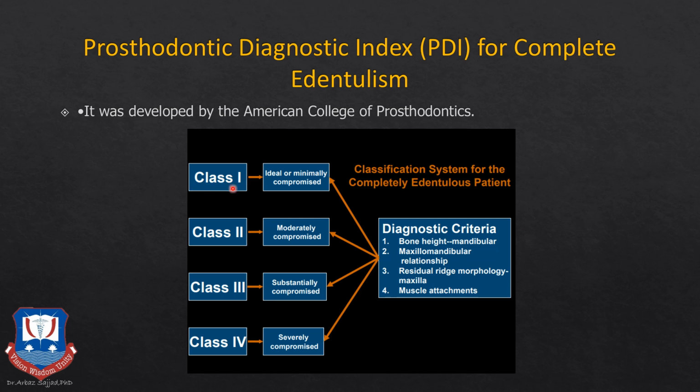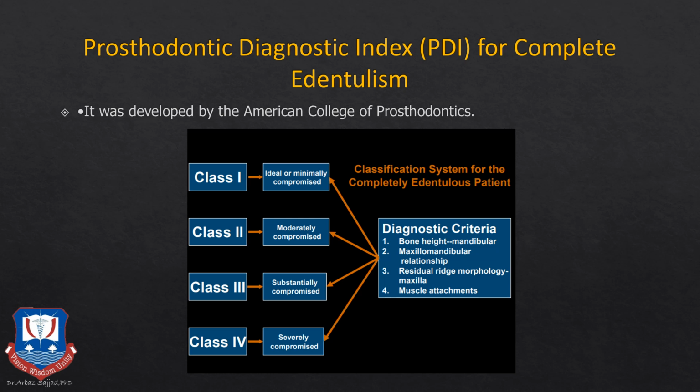Class 1 is a patient who has ideal ridges for the denture construction and has the greatest chances of success. Class 2 is where the patient's alveolar ridges are moderately compromised but still a good fit for the success of a complete denture. Class 3 and Class 4 have severely or substantially compromised residual alveolar ridges, and they may require adjunctive care or pre-prosthetic surgeries or addressing of the systemic condition before a complete denture can be fabricated.